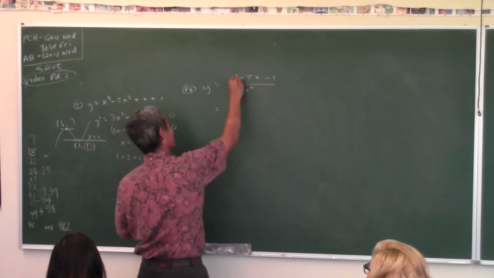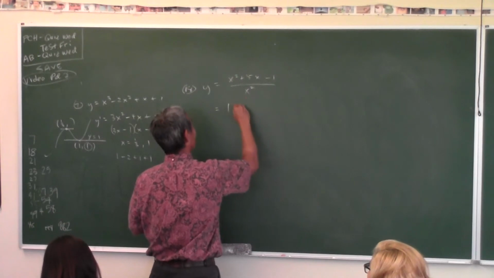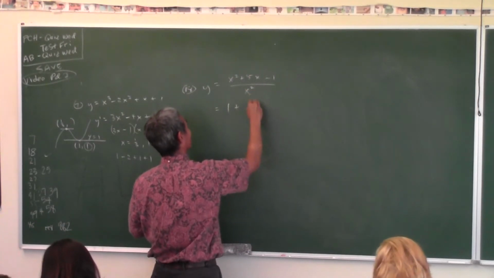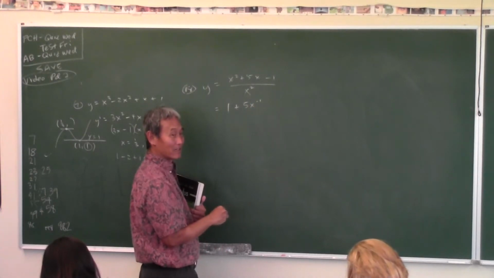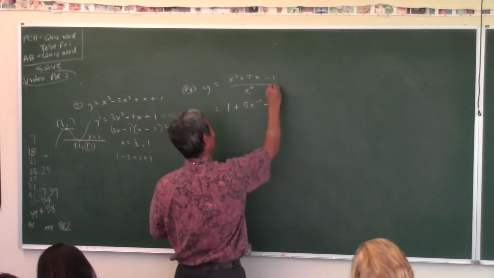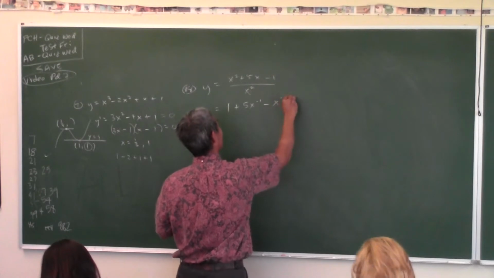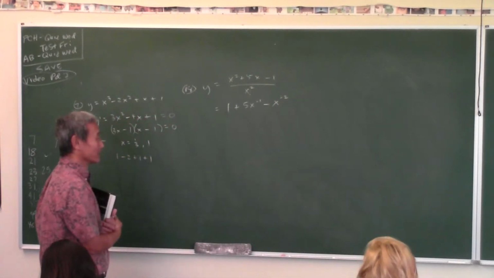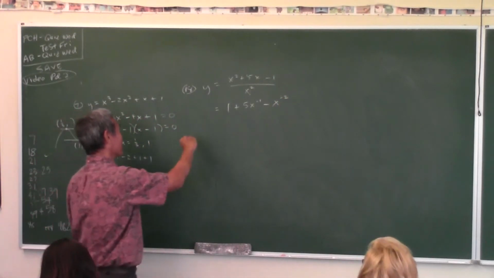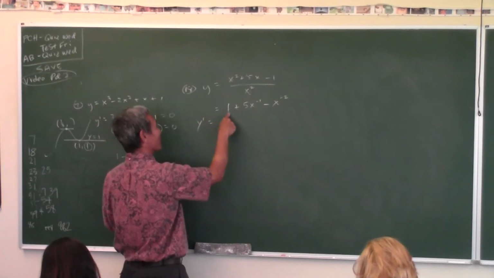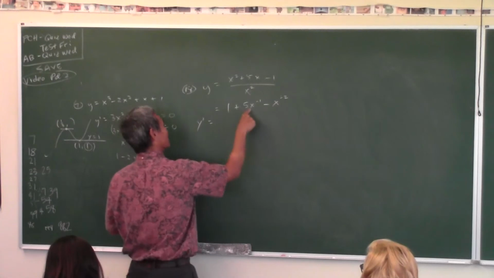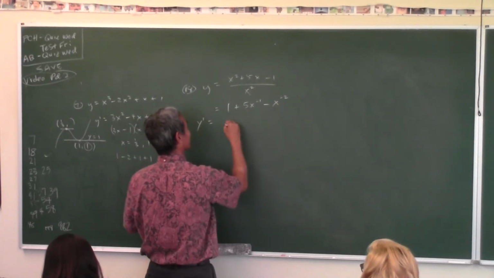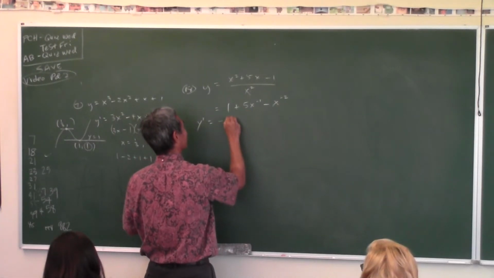Okay. What is x squared over x squared? 1. What's 5x over x squared? 5 over x, but you probably want to write it as x to the negative 1. And then minus 1 over x squared, which is x to the negative 2, correct? Now it's ready for differentiation. So the derivative of 1 is, okay, you guys gotta tell me. Derivative, minus 5 over x squared.